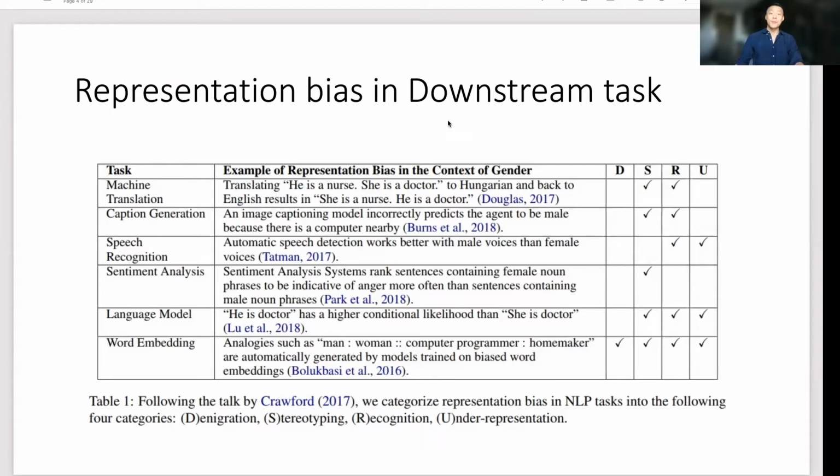And a language model, which you'll see more of in this talk. A language model is a model that gives you a score of how representative a sentence is of a language. So it gives a probability of seeing that sentence in a language.